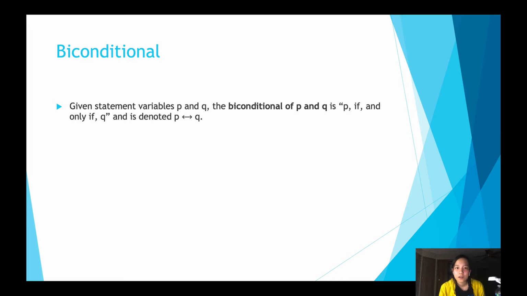Okay, so now let's talk about the biconditional. Given statement variables p and q, the biconditional of p and q is p if and only if q. And this is denoted by p and then an arrow with two sides leading to q.